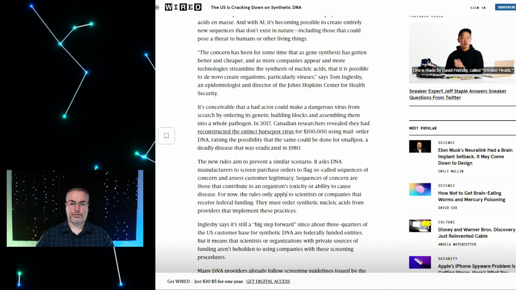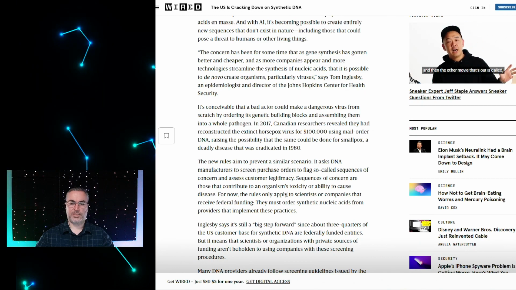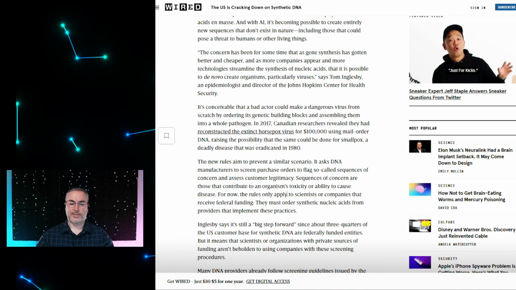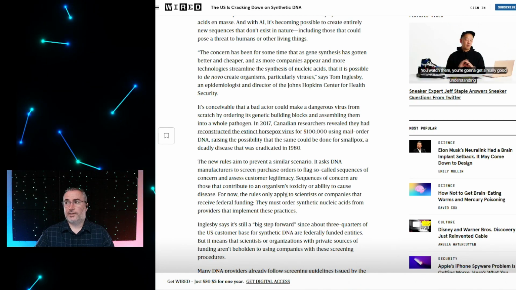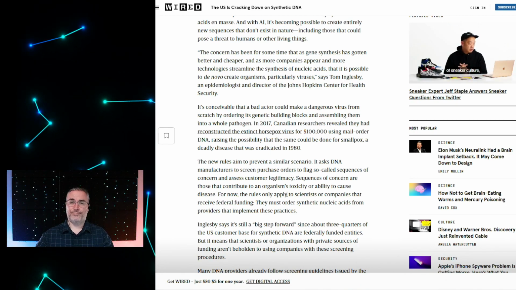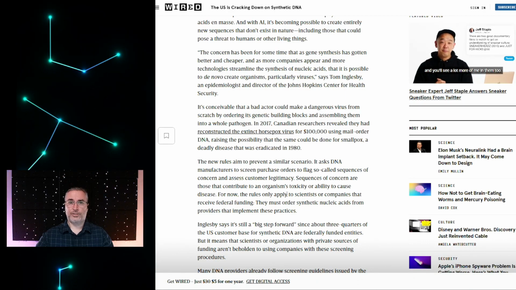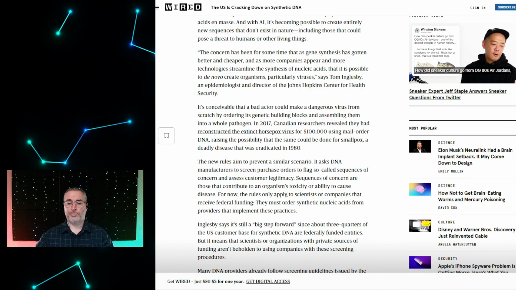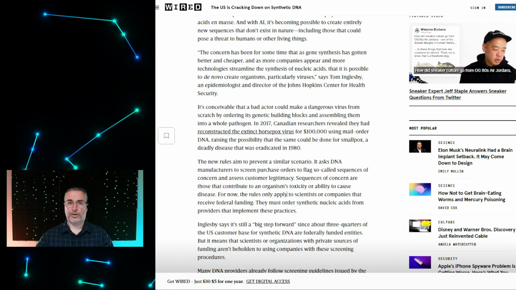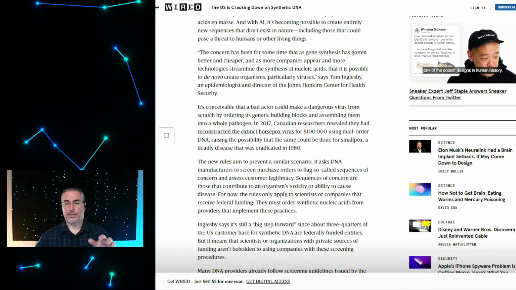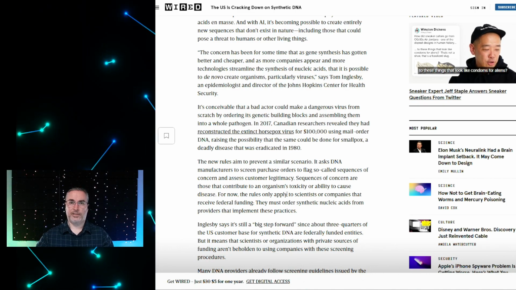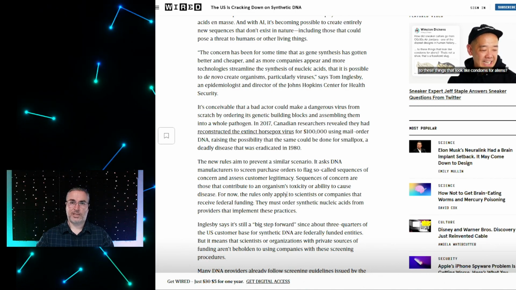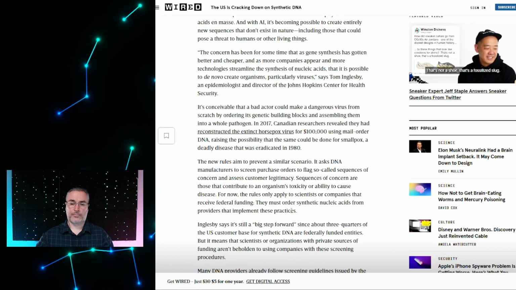Sequences of concern are those that contribute to an organism's toxicity or ability to cause disease. I don't know. Let's see. Wuhan, maybe. Yeah. Gain of function research. Oh, I don't know. I guess legitimacy is wherever you slap the legitimate label on until you end up with some Frankenstein's monster of a bad bat.